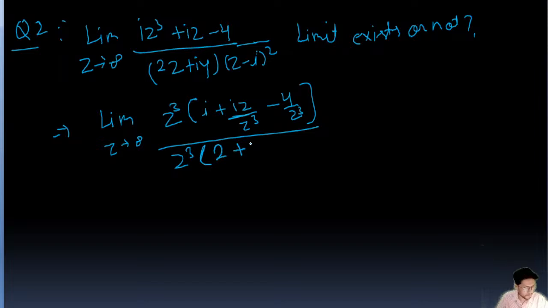plus 4i. Okay, we made a mistake, so we can write 4i upon z. From here we have taken z common, and from here we have taken z square common. That's why it is z square. So this is going to be 1 minus i upon z cube, right?